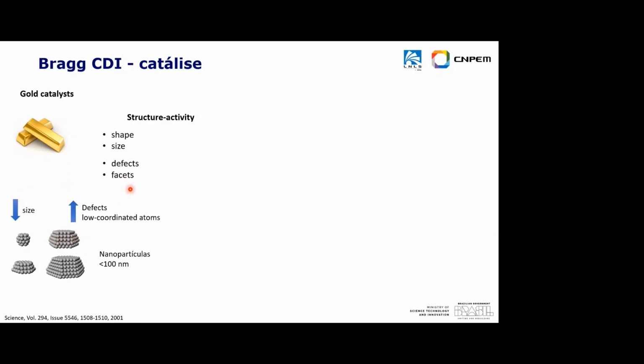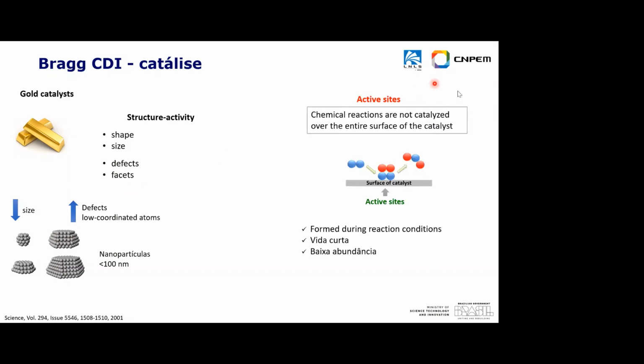And in catalysis, the shape and the size will control the activity, but also the presence of defects and what facet is exposed on the nanoparticle. And we know that during the catalytic reaction, the chemical reaction will not occur on the whole surface of our material. It's going to occur only at the active sites. And these active sites are formed during the reaction, they have a short life, and we do not have many of them compared with the surface of our material. So if you want more information about where these active sites are located, we have to be able to look at a single nanoparticle. So this is one of the motivations to use these techniques that allow us to study a single nanoparticle.